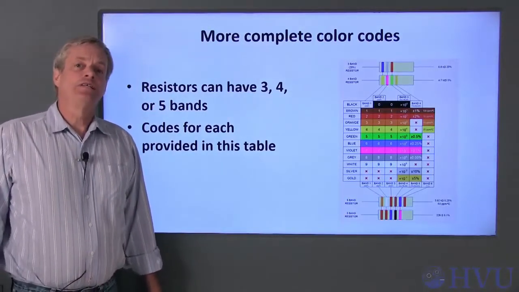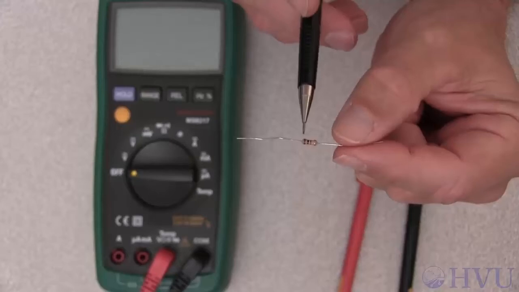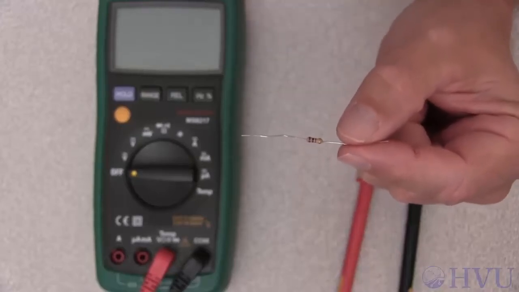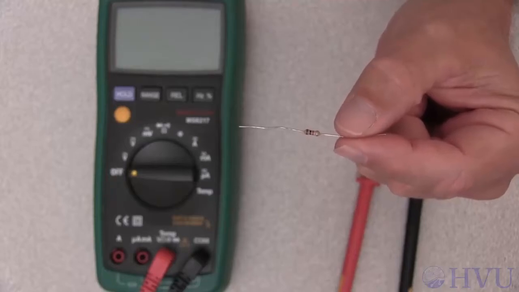resistance, and then using a digital multimeter to measure the resistance. This resistor's color codes are brown, black, red, and gold. Brown is 1 and black is 0, so that's 10. Red is 2, so that becomes 10 times 10 squared, which is 1,000 ohms, or 1 kiloohm.